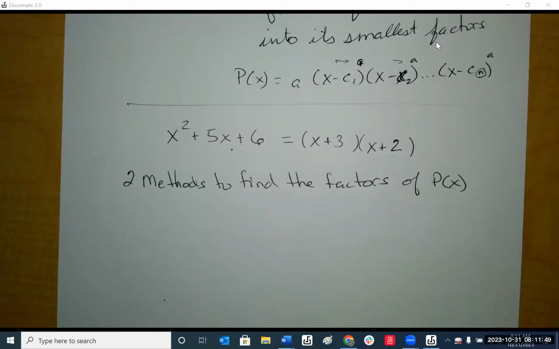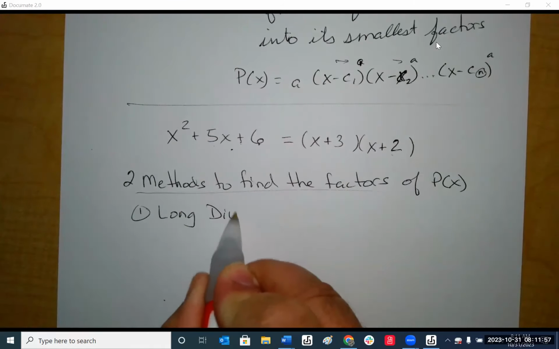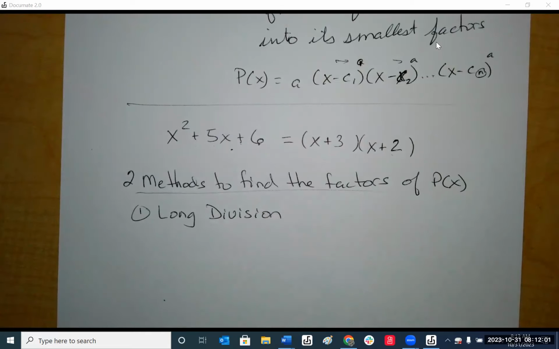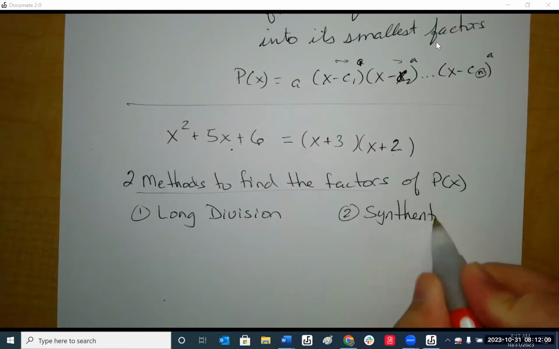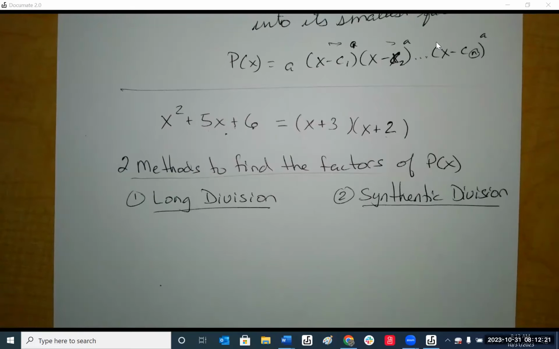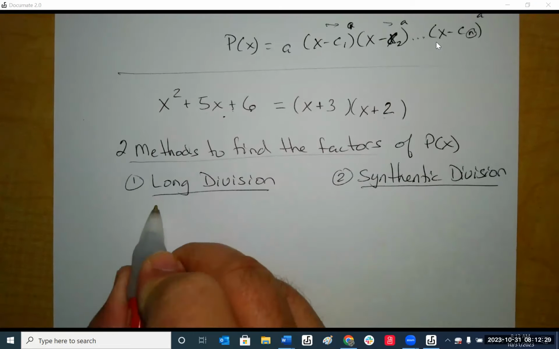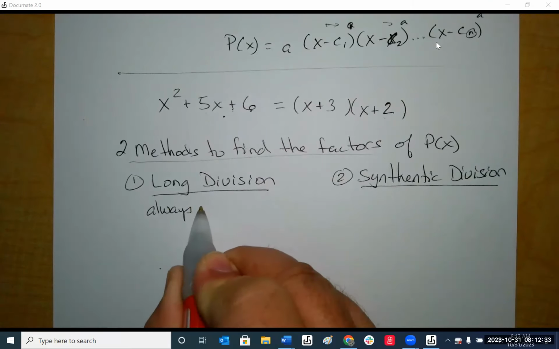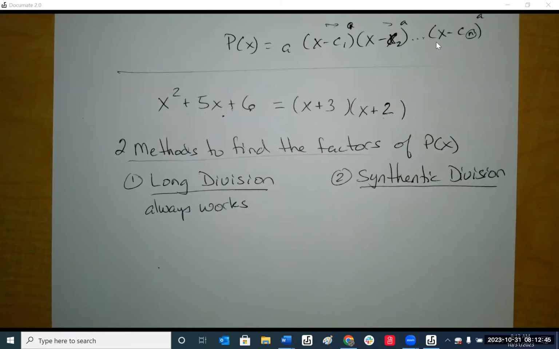So we have two methods to find the factors of the polynomial P of x: long division, or something called synthetic division. Long division always works, but it's time consuming. The bigger the equation, the longer your process is going to be.